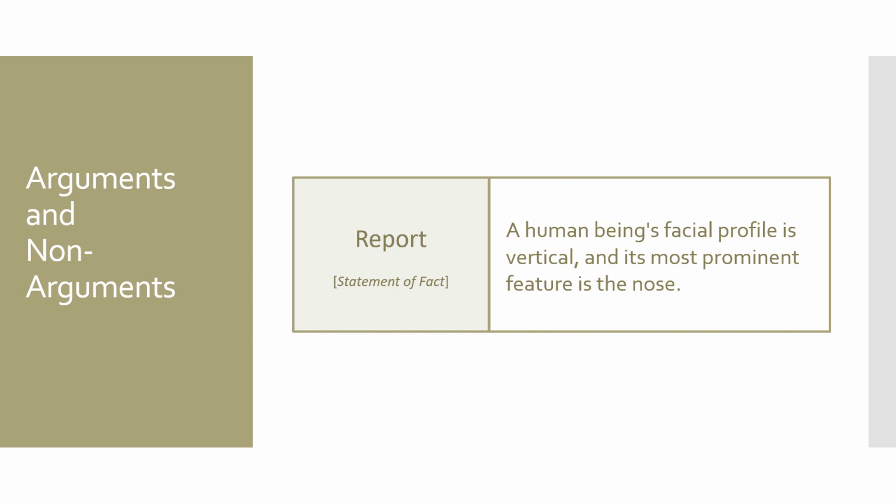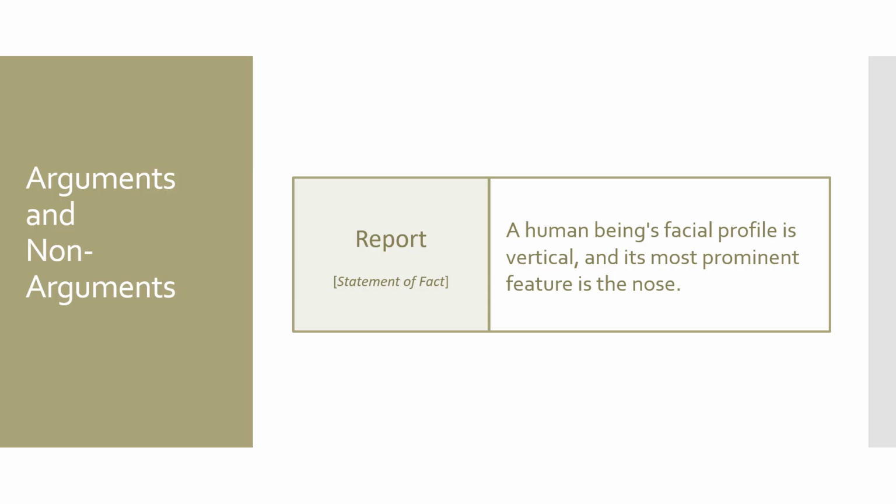So notice it's not functioning as some conclusion of an argument. And it's not being used to prove something else, like Bob must be human because his face is vertical. This claim by itself is merely an assertion of how human beings' faces are. And until it's used in conjunction with another statement to either prove something or as evidence to prove something else, then we can't really talk about it as an argument.